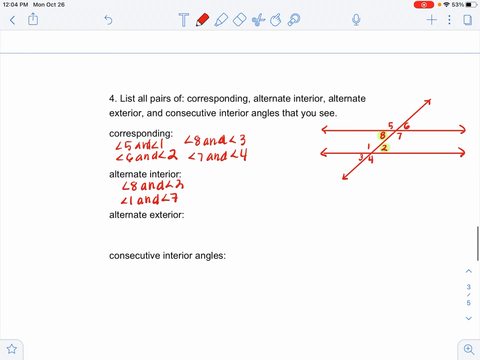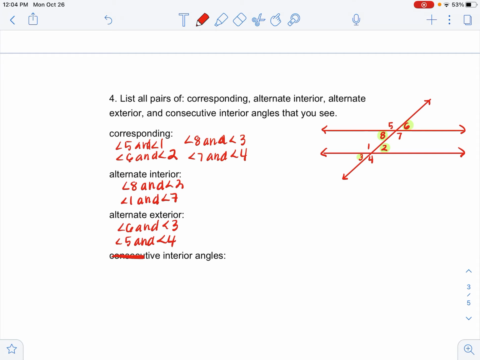All right, what about alternate exterior? So I went on the outside. If I choose 6, I need another angle on the outside on the opposite side of the transversal. So that's going to be 3. Angle 6 and angle 3. And then what's my other pair? Angle 5 and angle 4.